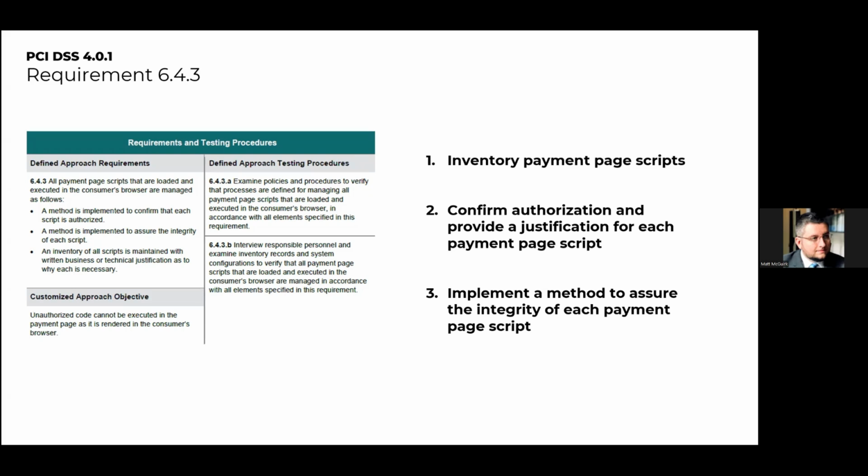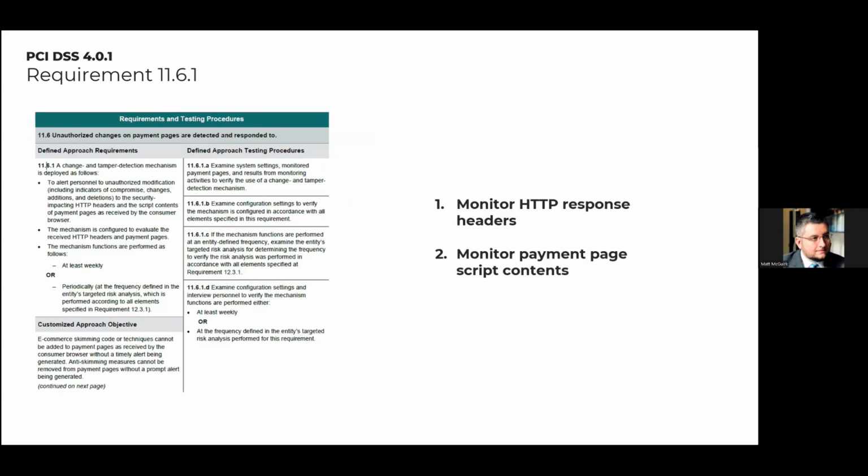The 11.6.1 then is the complement to those items, and basically has to do with tamper proofing. You have to have a way to know if script contents change. You have to have a way to know if the headers change. And by the way, if you recall from closer to the top, because CSP is implemented via the headers, that's really why this requirement exists.